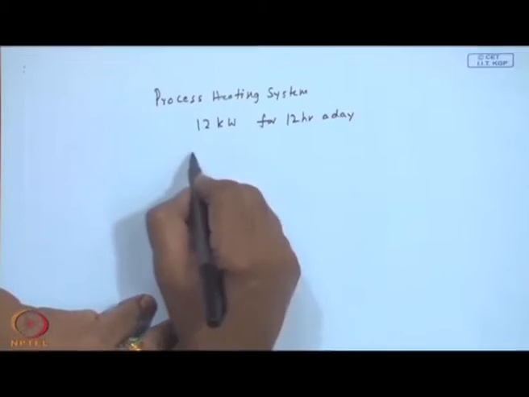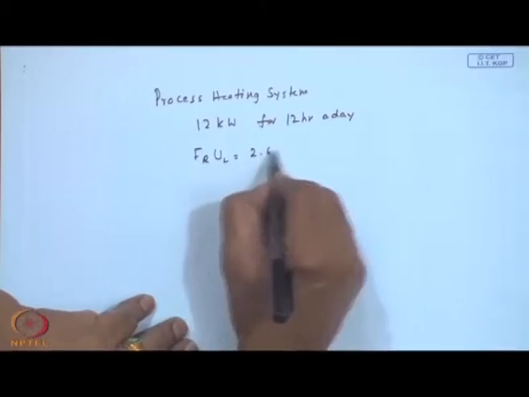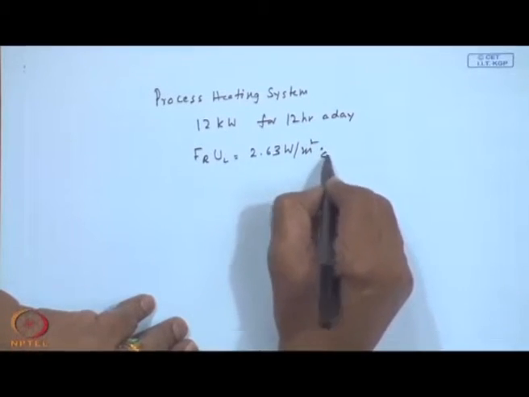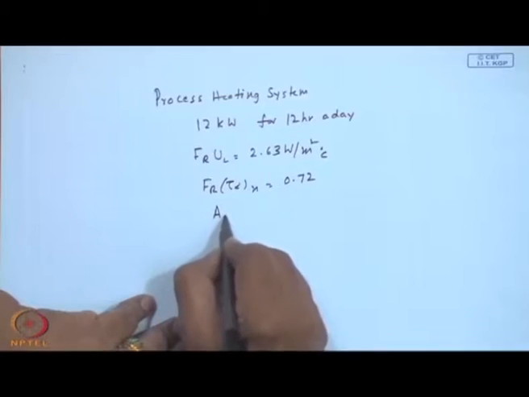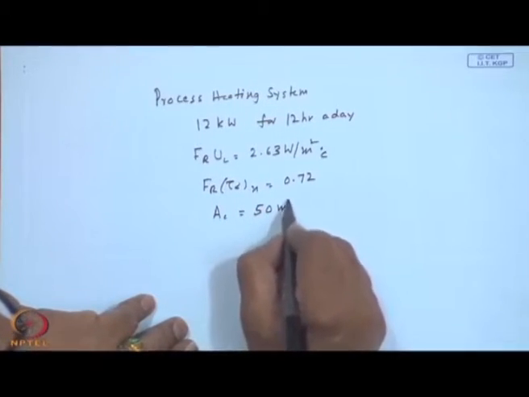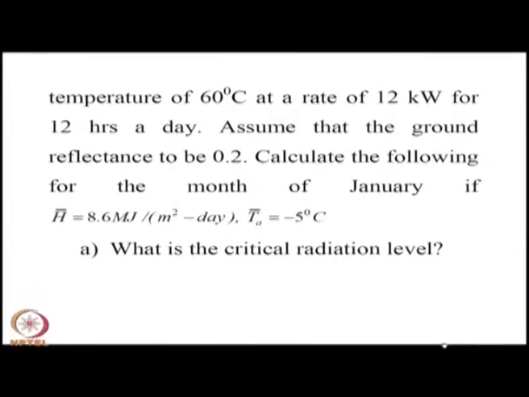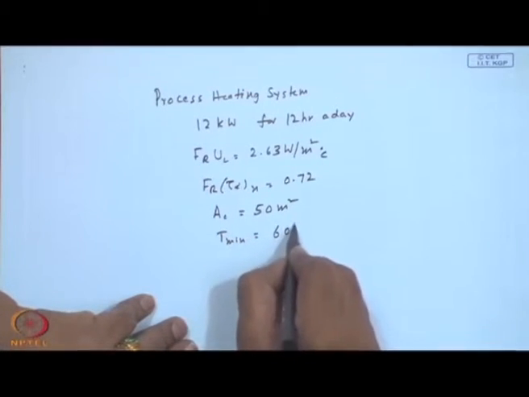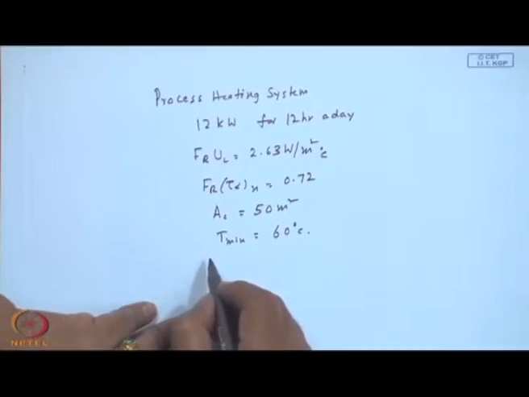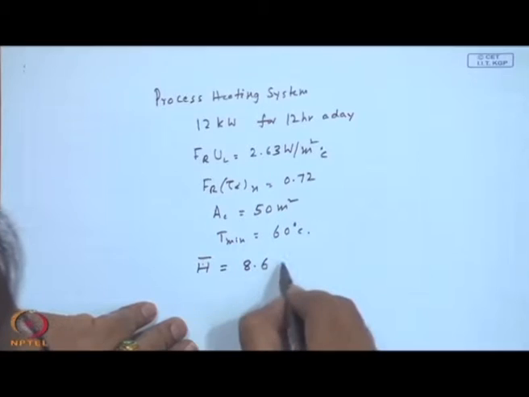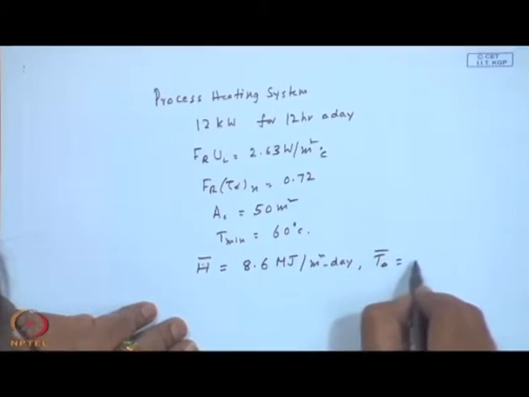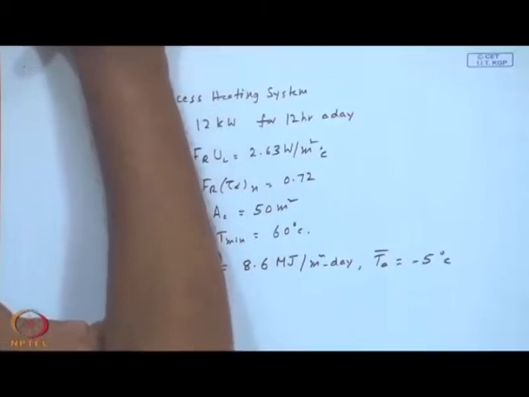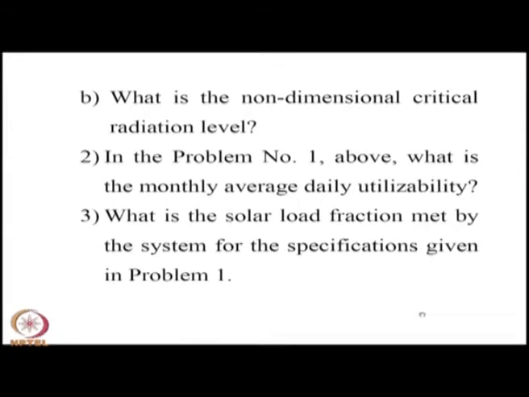The collector parameters are given: F_R U_L is 2.63 watts per meter square degree C, F_R (tau alpha) normal is 0.72, area of the system is 50 square meters, and T minimum required to supply is 60 degrees C. The data for Srinagar for the month of January is: H bar for the location under consideration is 8.6 megajoules per meter squared day, and the ambient temperature is -5 degrees C.